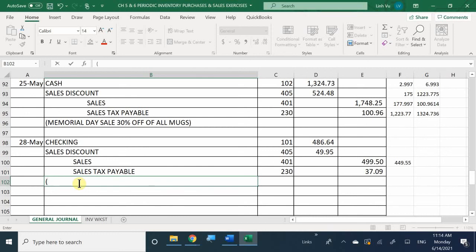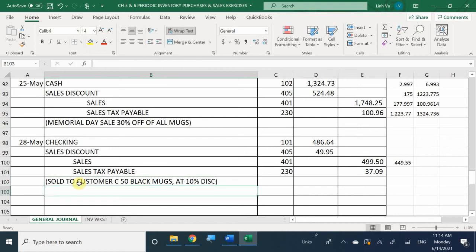Okay. So once again, I'm going to say that I sold to customer C 50 black mugs at a 10% discount. You don't need to write that he paid with a credit card. That's too much tedious information. In this case, I recognize how much my discount was, and what my original selling price was, and that's all I need to place here.